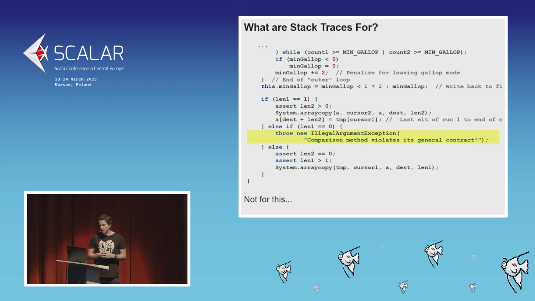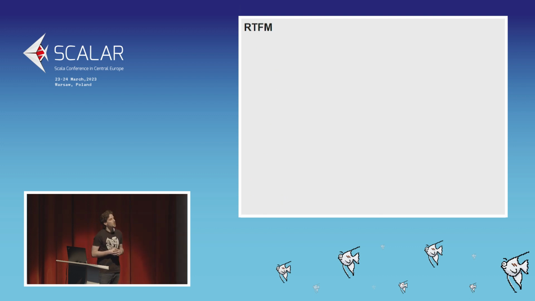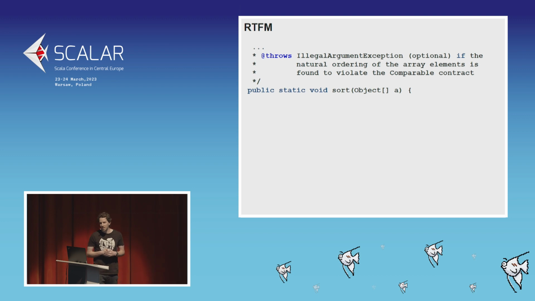So the stack trace wasn't that helpful, but it is the JDK. Unpleasant as it may be, we can just read the documentation. And we can do that. Apparently, sort is allowed to throw when the Comparable that was passed to it violates its contract.